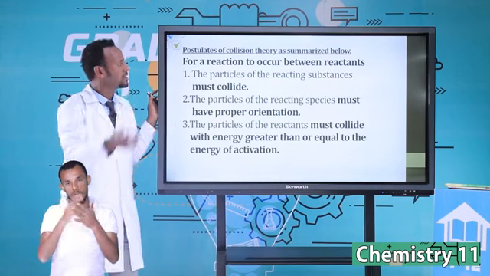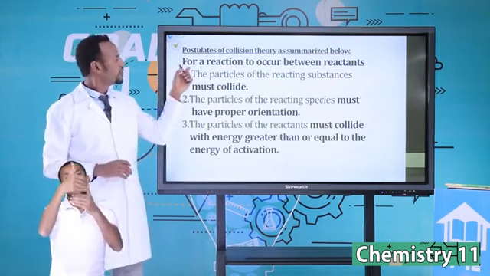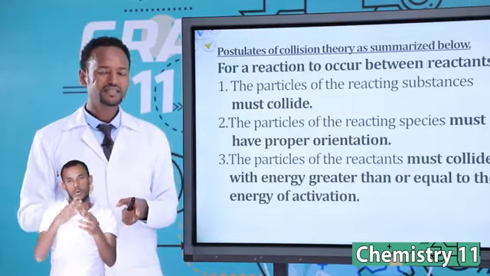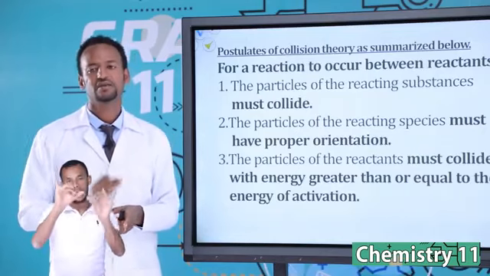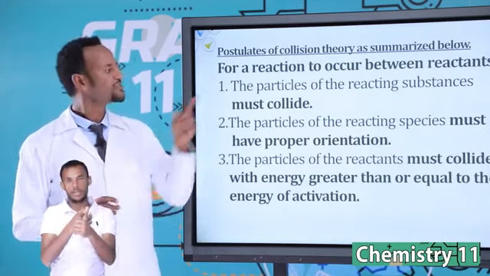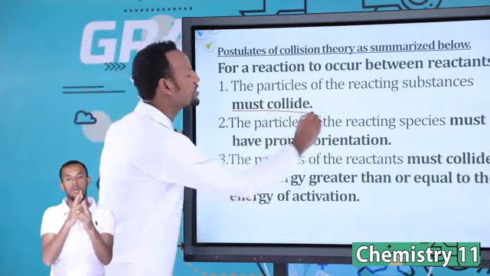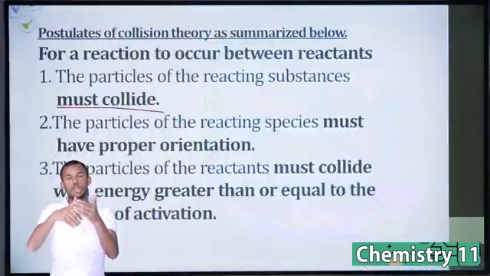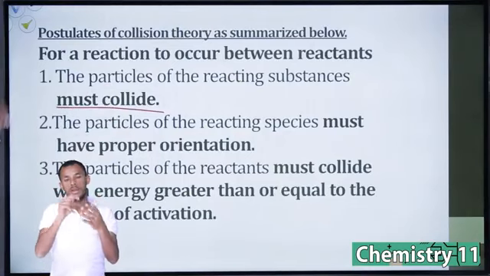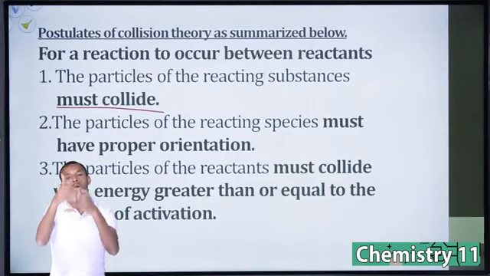Postulates of collision theory. This is a summary of the collision theory. For a reaction to occur between reactants, three criteria must be satisfied. First, the particles of the reactant species must collide. To get a product, the reactant species must collide. This is the first postulate.